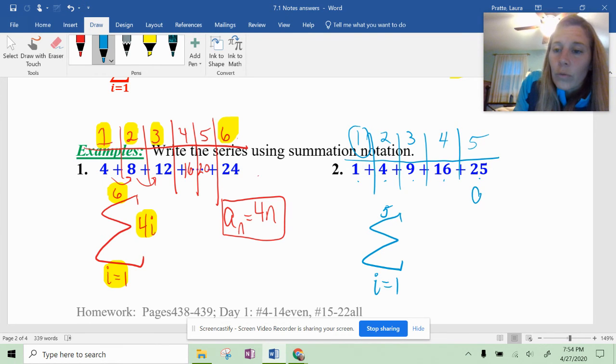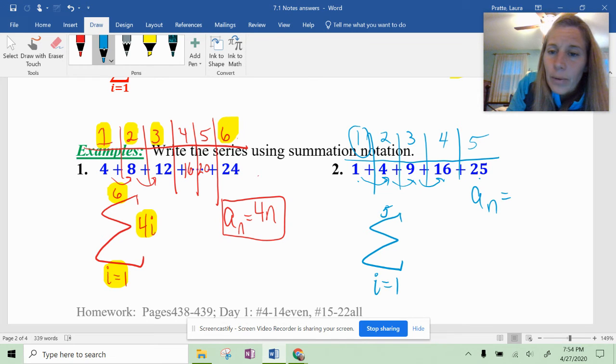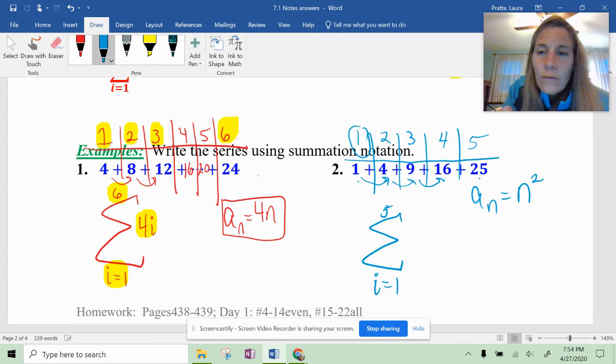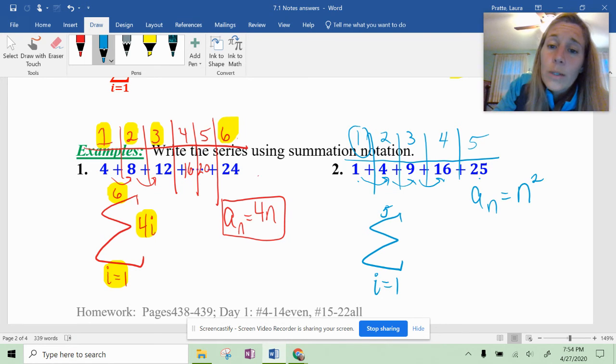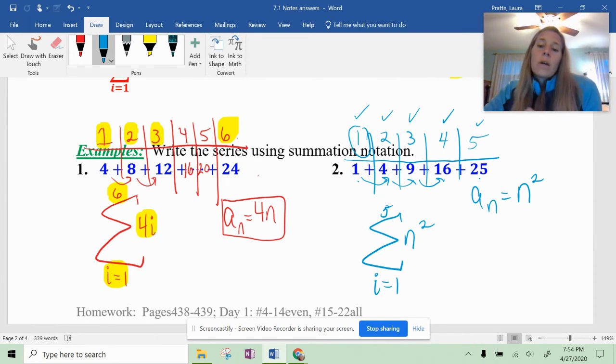And now we need to do our little rule over here on the side, so I'm going to figure that out. My pattern here this time is not going to be linear because I'm going up by 3, then up by 5, then up by 7, and so on. So let's start out with n squared and see if that helps us. 1 squared is 1, it works there. 2 squared is 4, 3 squared is 9, 4 squared is 16, 5 squared, so it's good. So then that's going to be my little rule over here on the side, and that's what my summation notation will look like for that problem.